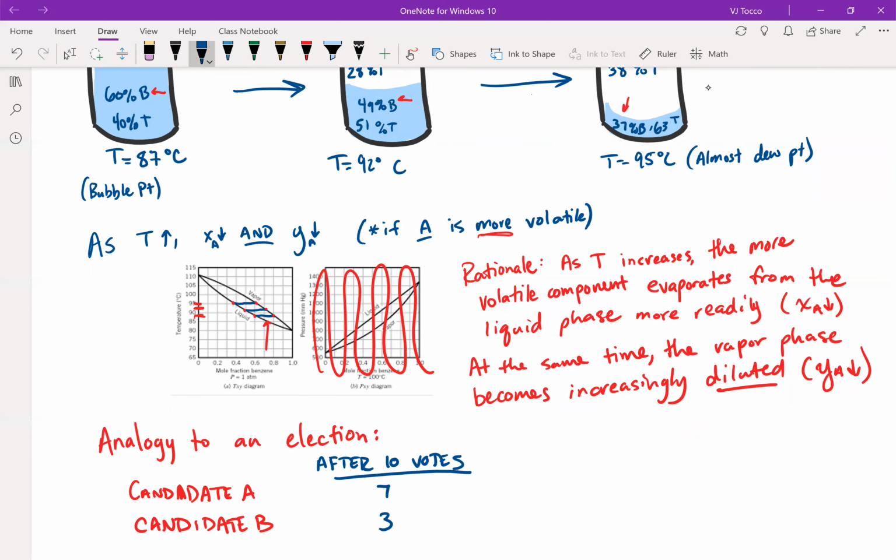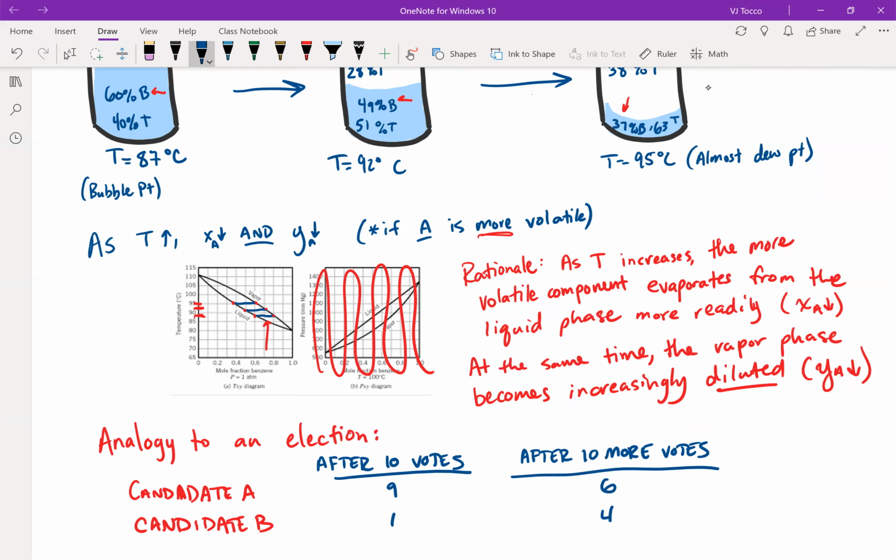And then let's say another 10 votes go by. After 10 more votes, you know what, let's make it more lopsided because it'll be more illustrative that way. Let's say 9 vote for candidate A and 1 vote for candidate B. After 10 more votes, let's say now that 6 vote for candidate A and 4 vote for candidate B.